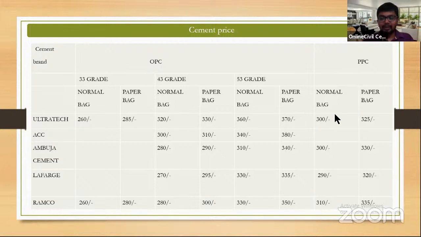And for the PPC, as you can see, there is 300 and 325. So if you compare the OPC 53 and the PPC, the OPC is 370 and the PPC is 325. So in the price comparison, the PPC is less. Now coming back to the question, at site, which cement should you use?